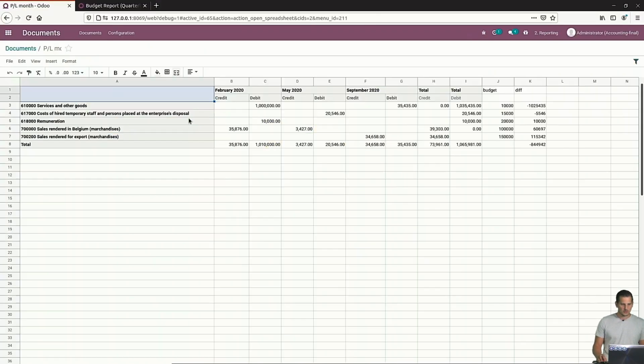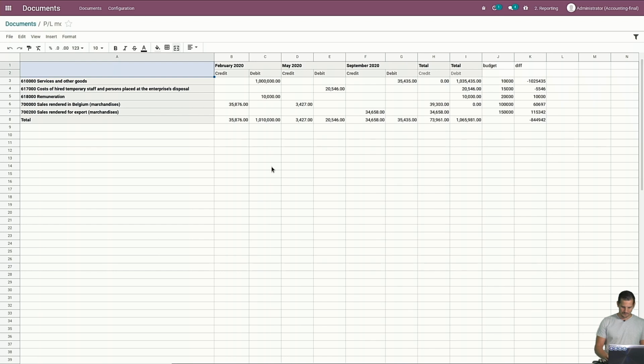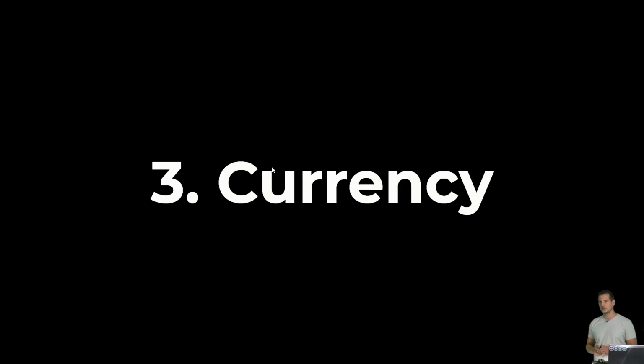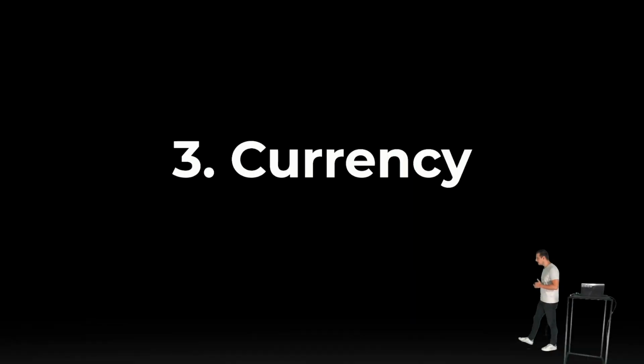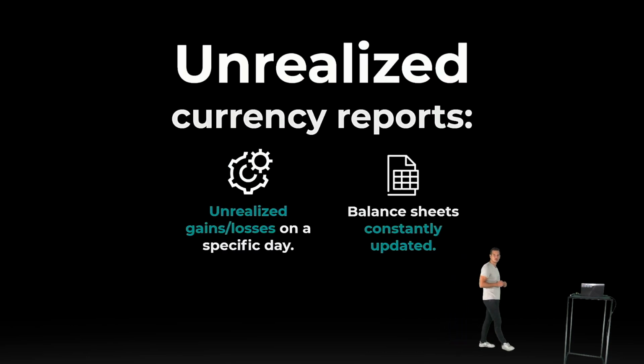And that's what I wanted to show you about Odoo spreadsheets. Let's jump back to the demonstration, because the next point I want to discuss is currency. We already had a few possibilities about currency, but we were not able to calculate the unrealized gain and losses yet in Odoo accounting. That's why now we added a new report, an unrealized currency report.